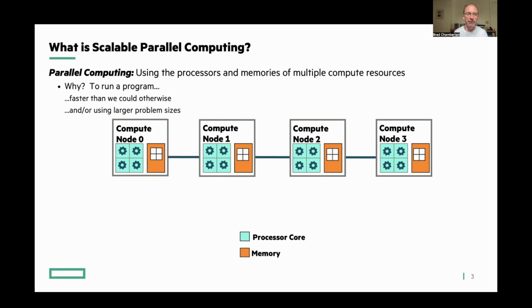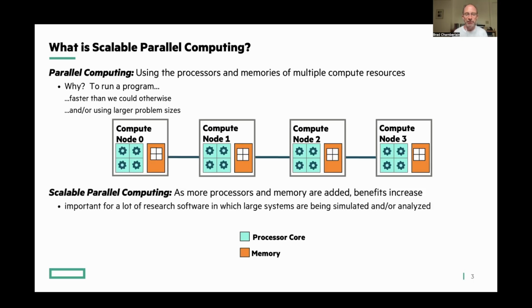Now, I've been using the term scalable parallel computing. What that means to me is that as more processors and memory are added to the program, the benefits will continue to increase. This isn't always the case. Some programs by nature at some point might not be able to scale any further as you add more processors and memory, but this is a good property to shoot for. It's certainly one that we strive for.